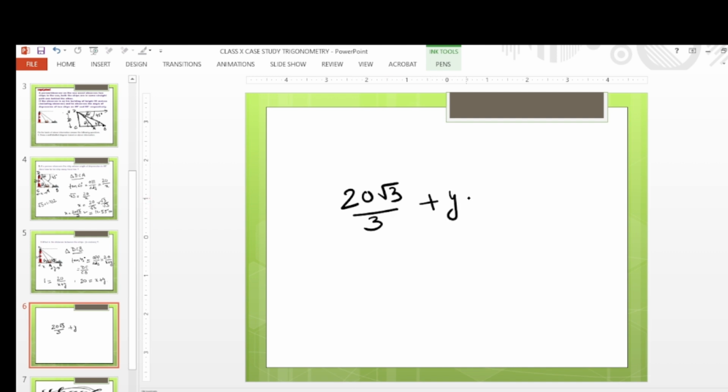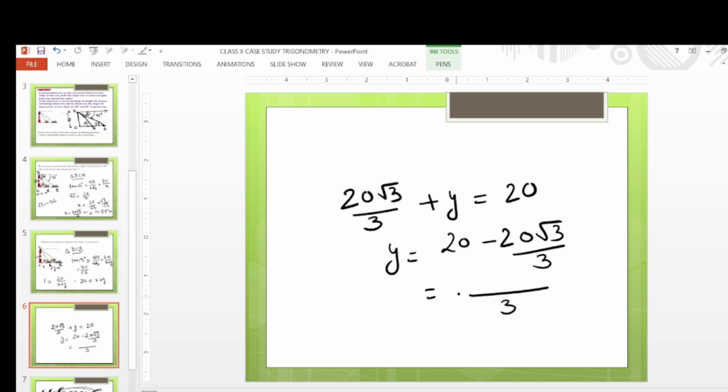Otherwise, if I'm solving this way, it's 20 equals 20 root 3 upon 3 plus y. Now transpose the constant to that side: y equals 20 minus 20 root 3 upon 3. Solve it, students. See, common denominator, 60 minus 20 root 3 upon 3. Now you can take root 3 as 1.732, or you can leave it like this and solve it. In decimals we'll calculate. I will tell you the answer. That will come out to be 8.45 meter. But we accept both the answers.